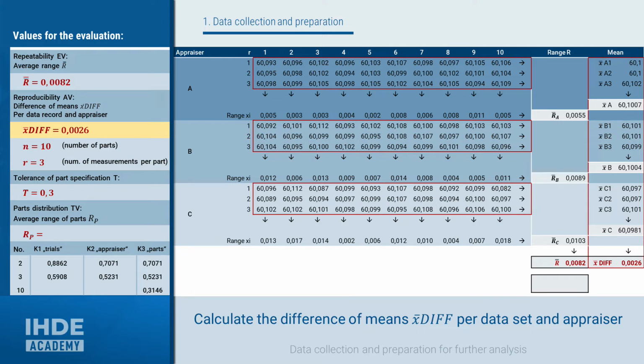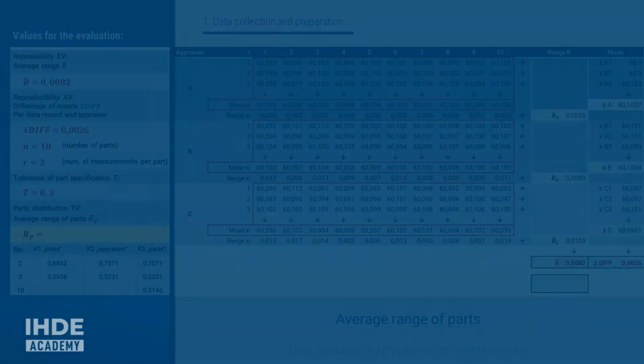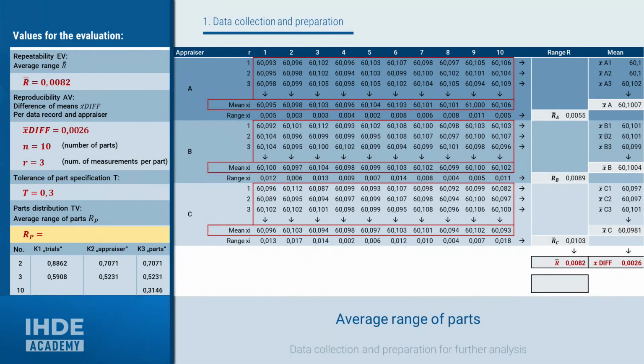We have already extracted 2 of the 3 values we need from the measured values. Now comes the last one. RP is the average range of the parts and is needed to calculate the part variation TV. This is determined as follows.